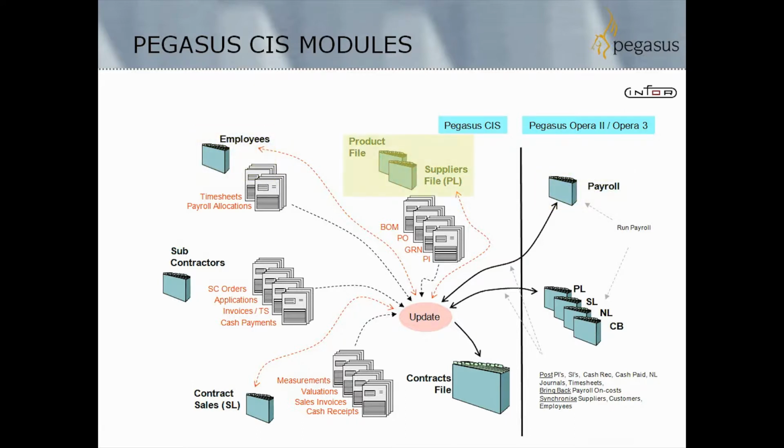There's also a purchase order processing system. This allows you to go through and raise purchase orders against those contracts. And again, this will post those as a committed cost. It will optionally allow you to enter a goods received note, and then you can enter the related purchase invoice.